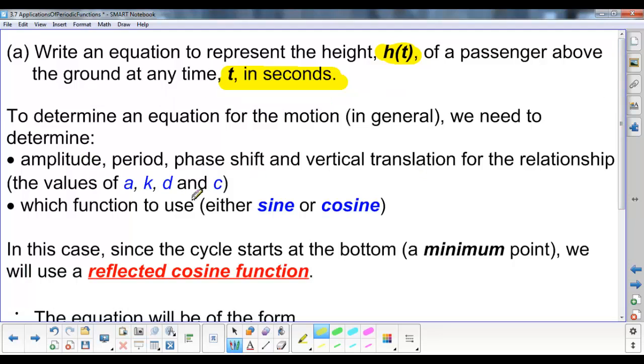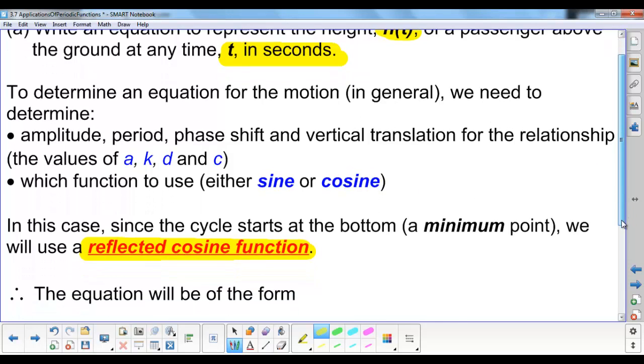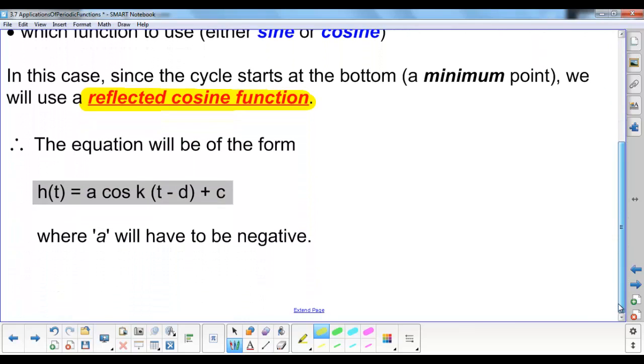We're going to determine these variables, and the other thing we need to determine is whether we're going to use a sine or a cosine function. We already talked about this for this particular question. People get on the Ferris wheel at the bottom, so we get on at a minimum point, which means not only are we going to use a cosine function, but we're going to use a reflected cosine function. If we start at a maximum, our a value for our cosine function would be positive, but because these passengers are getting on at the bottom of the Ferris wheel, we start at the minimum, and therefore we have a negative a value.